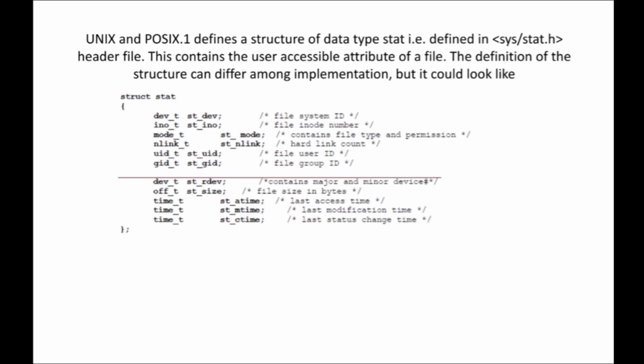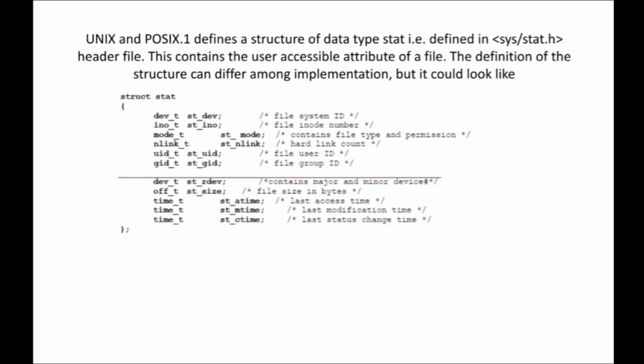For example, see, I created a structure by the name stat. It is in the sys/stat.h file. So the first one is for the file system ID, the second one is for the file inode number. I can access this, I can see this. See, the next one is for file type and permission. The next one is for hard link count. UID will give the user ID, GID will give the file group ID.